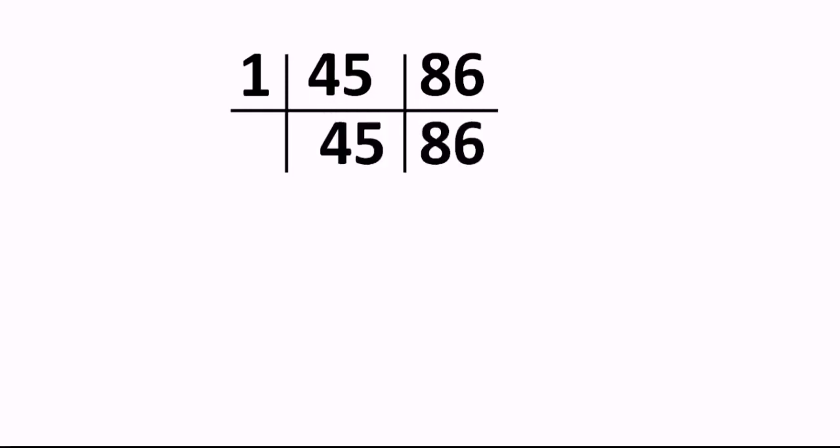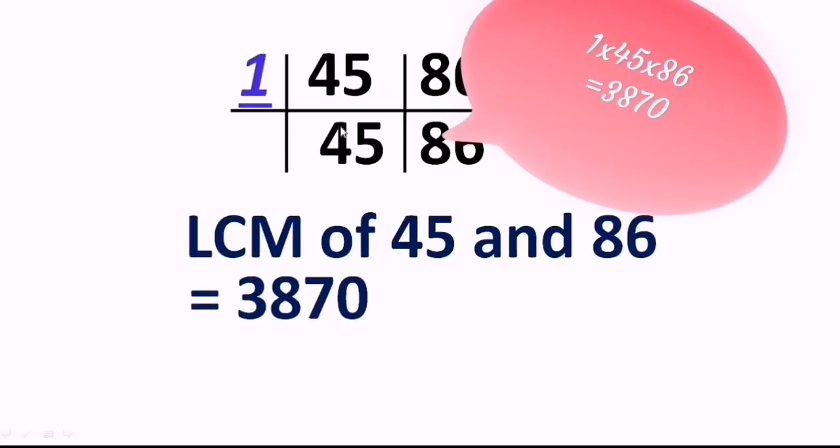And what do you think, what can be done now? Because of the 1, 45 and 86 cannot be divided further, and that makes our answer 45 and 86. So the LCM of 45 and 86 is nothing but the product of the numbers themselves.